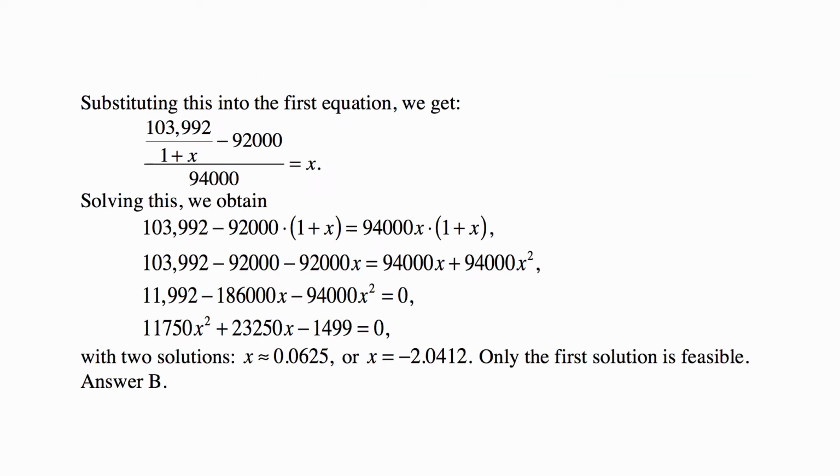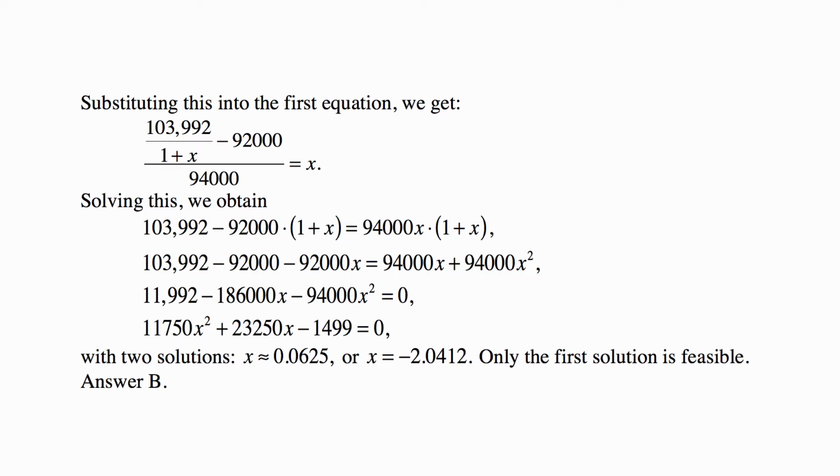So we can substitute that B into the first equation and get an equation in which only X is the unknown. It looks a bit complicated, but we solve it first by multiplying both sides by 94,000, then by multiplying both sides by 1 plus X, and then multiply everything out, do the calculation. It ends up being a quadratic equation.